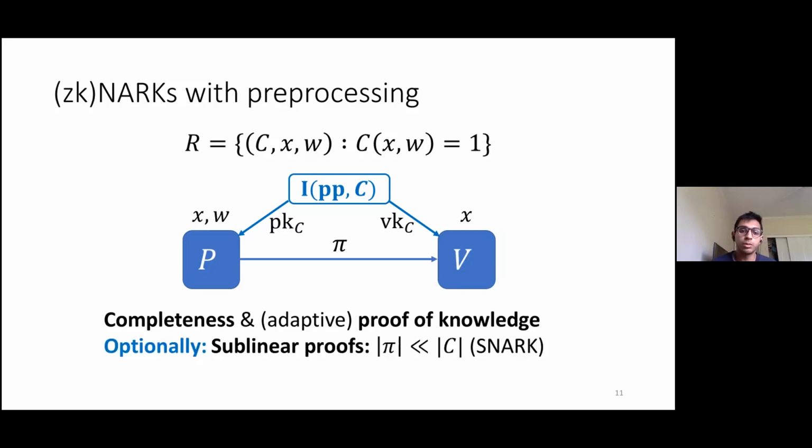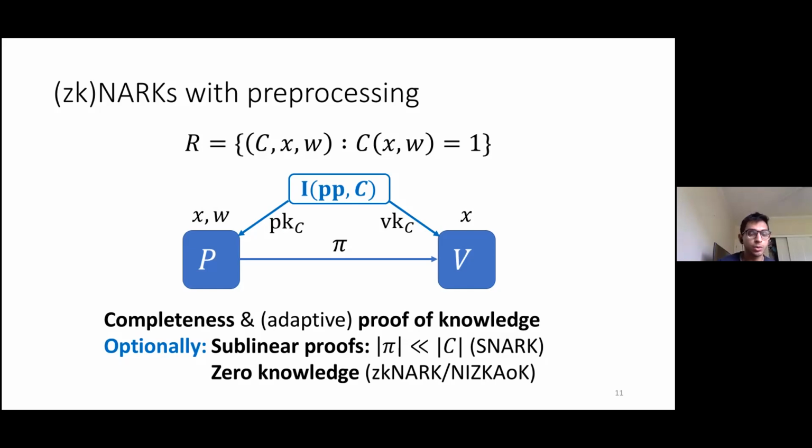Optionally, you might want sublinear proofs and sublinear verification, which means that the proof size is much smaller than the size of the circuit, and the verification time is much smaller than the time to compute C, right? And also zero knowledge, which just means that the proof reveals no information about W except for the fact that the circuit is satisfied. Okay, so this is a whirlwind overview of IVC and NARKs.